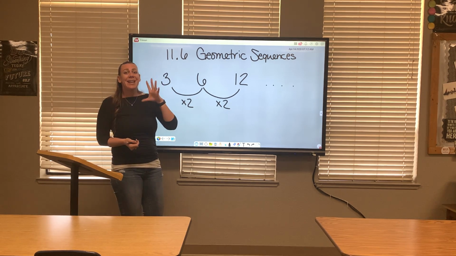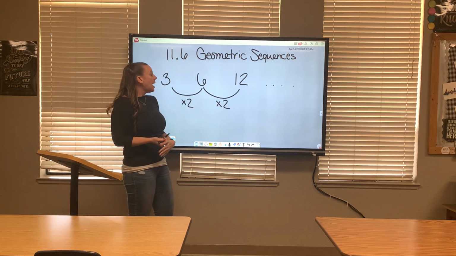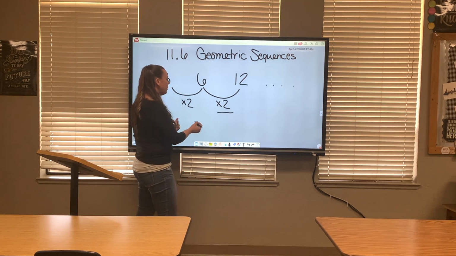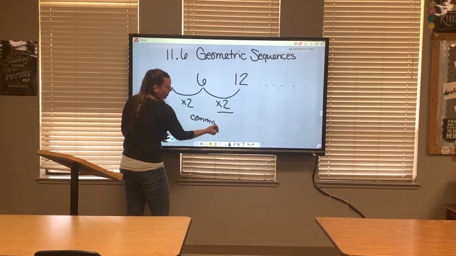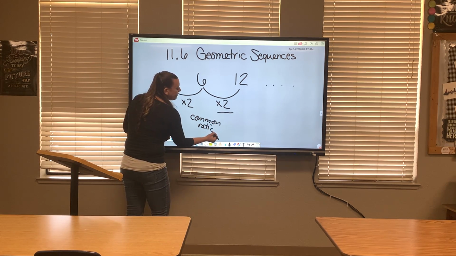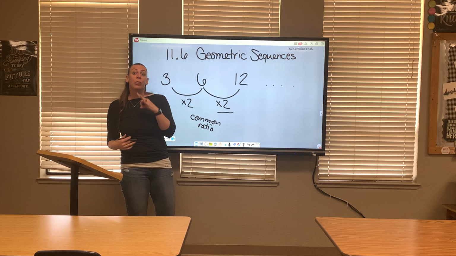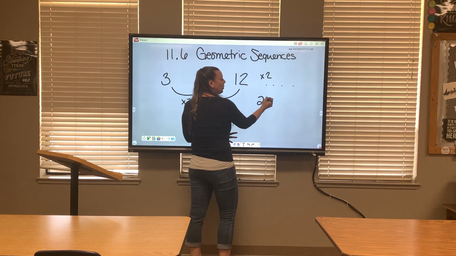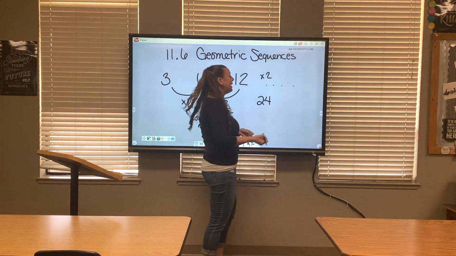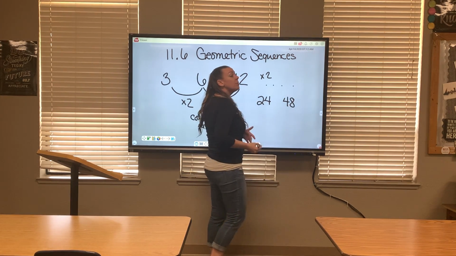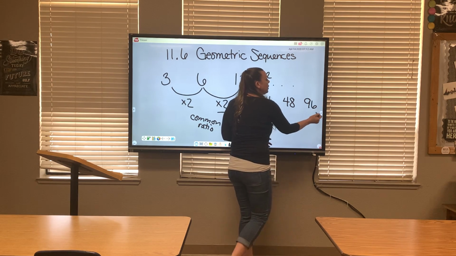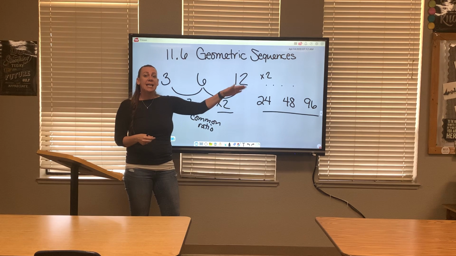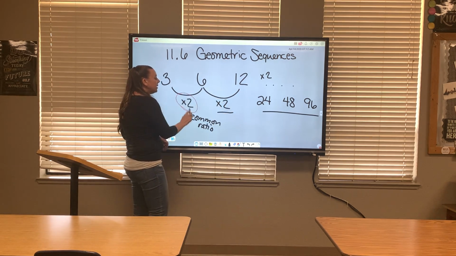So in order to find the next 3 numbers in the sequence, I would use this same term, okay? I would use that same ratio. This is called the common ratio. So you will have something like this and it'll ask you to find the next 3 numbers in the sequence. If I multiply by 2, my next term would be 24. Multiply by 2 again, I'd get 48. Multiply by 2 again, I'd get 96. So the next 3 terms in this sequence are 24, 48, and 96. My common ratio is 2.